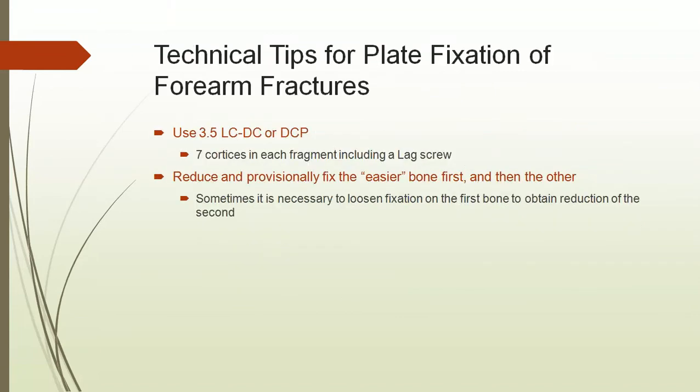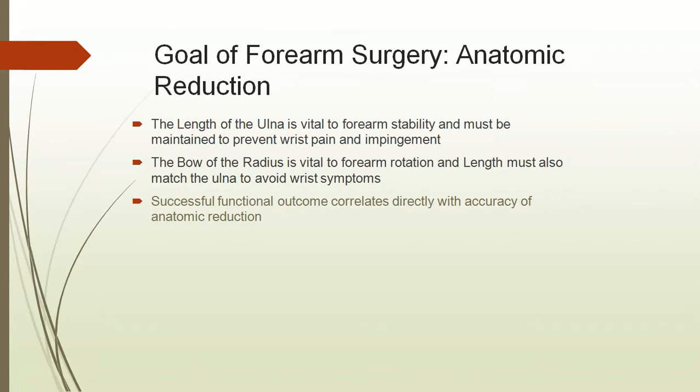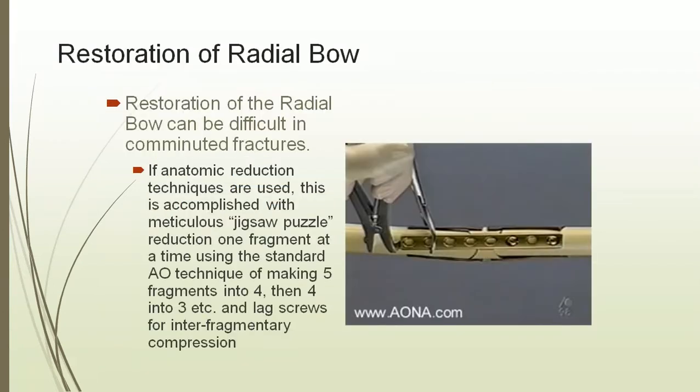Coming to the technical tips of plates, normally we use the LCDC plate, low contact dynamic compression plate, or the dynamic compression plate. That much you must know. Next, restoration of radial bow is also important. It is simple to maintain radial bow in simple fractures, but somewhat difficult in comminuted fractures. So this is after plate application. This is a plate we normally use. This is a DCP plate, dynamic compression plate.